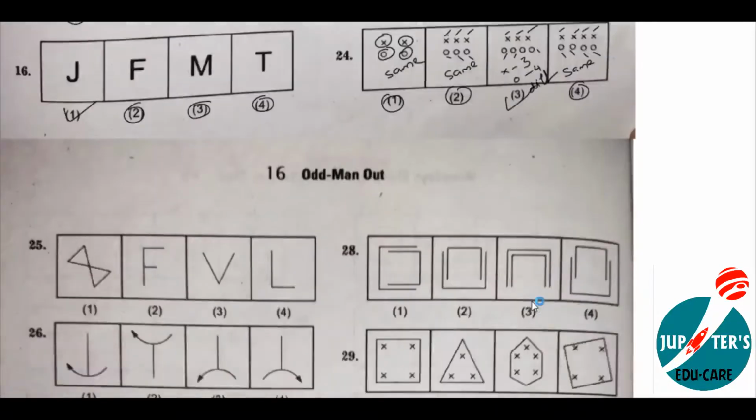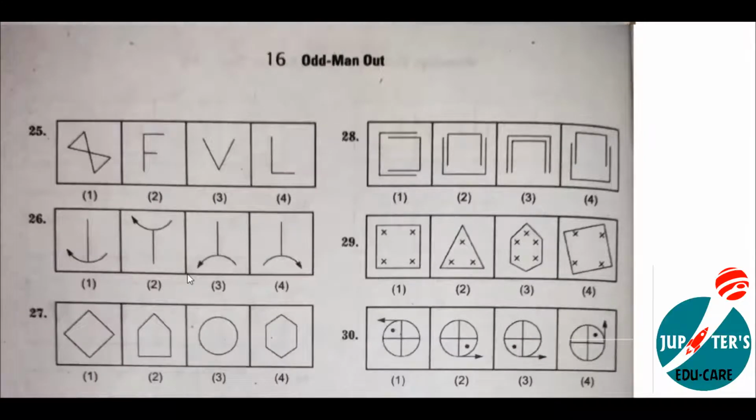Next, question number 25. See, in this question number 25, option 2, option 3, option 4 are letters F, V, L. But in case of option 1, it is a figure. Means option 1 is our answer.